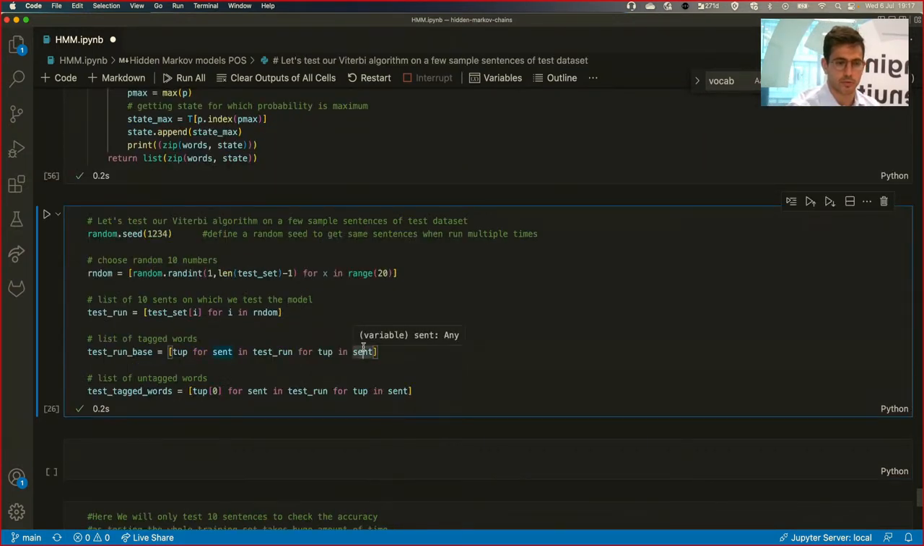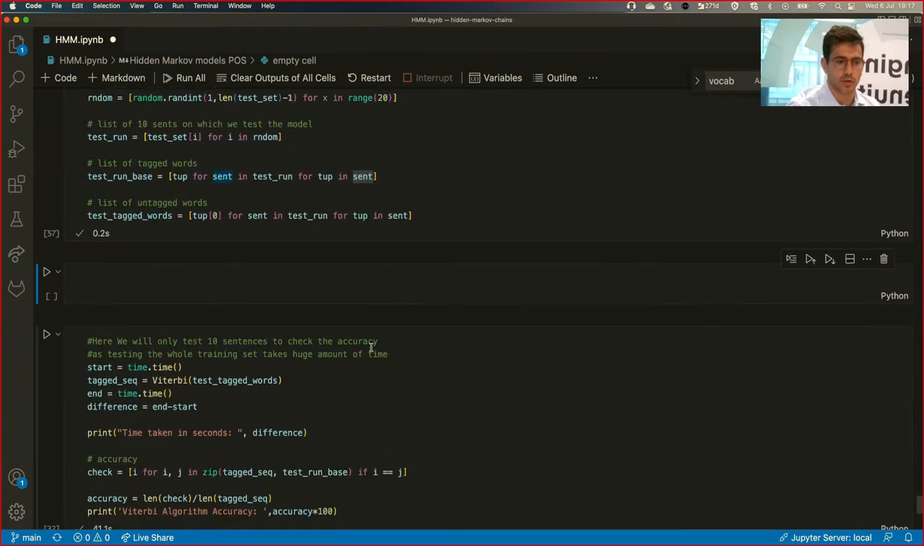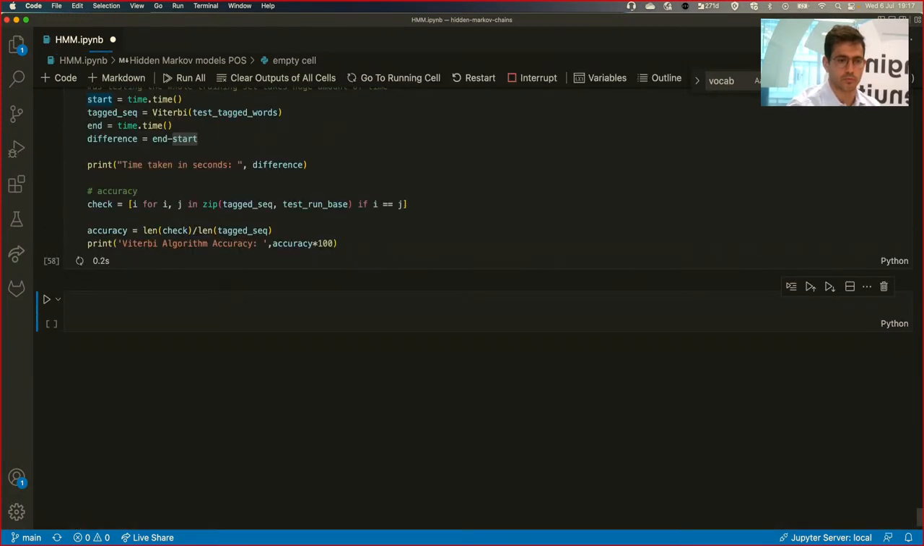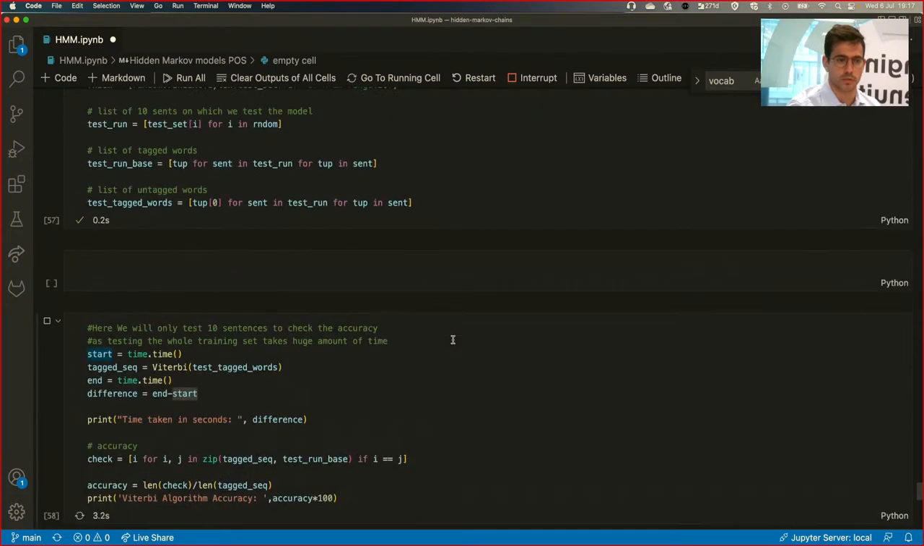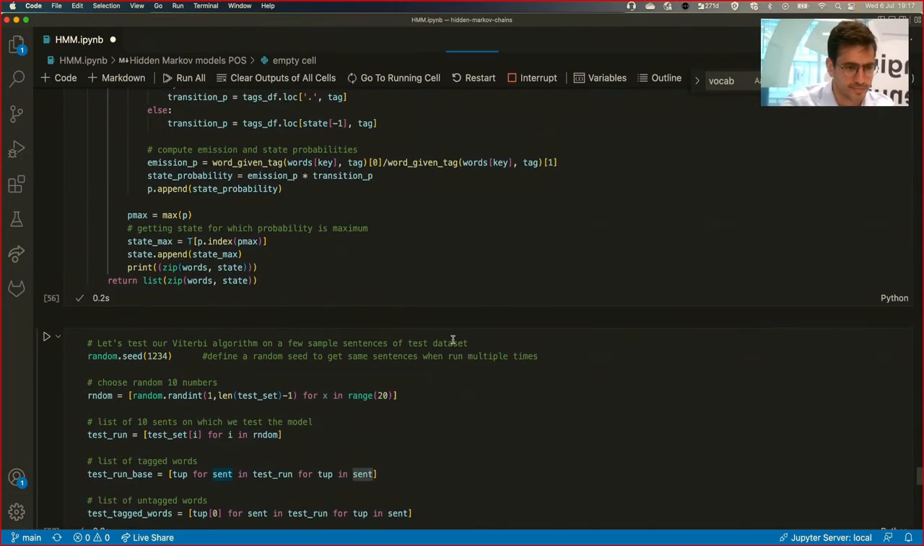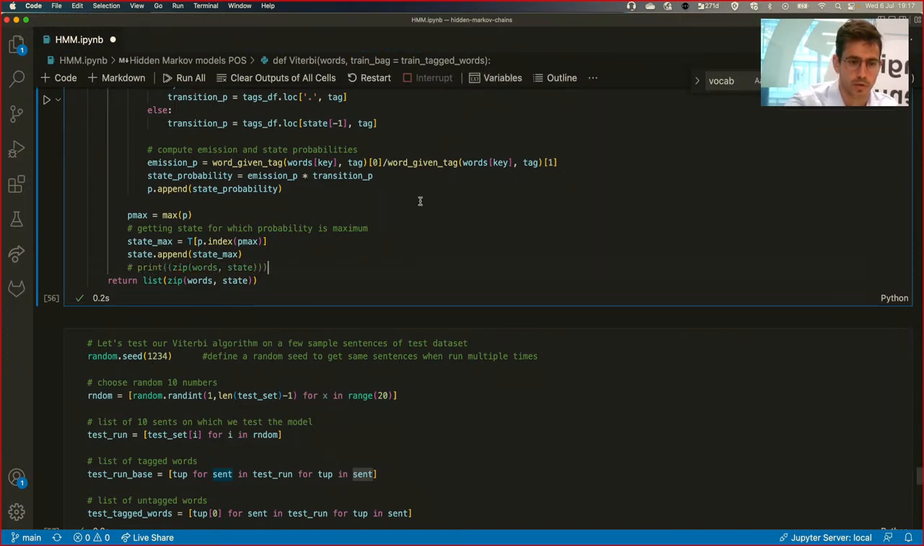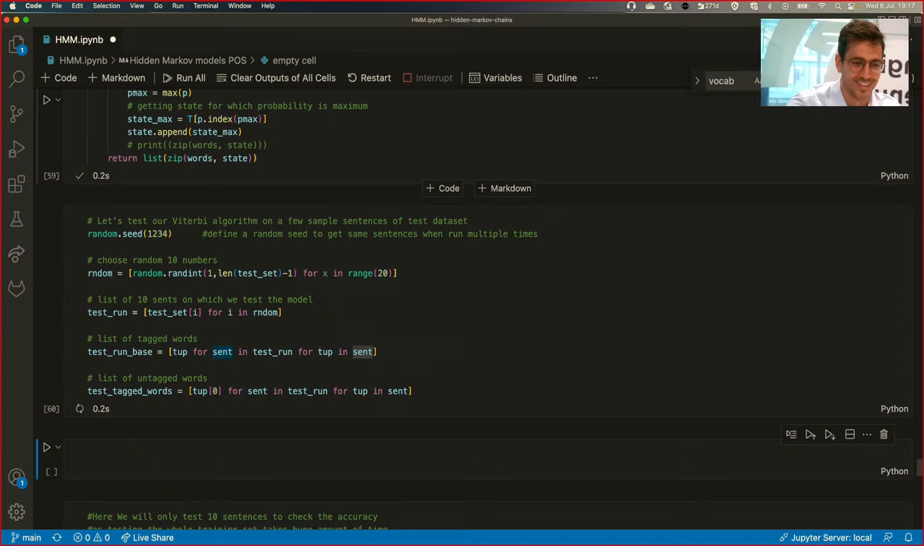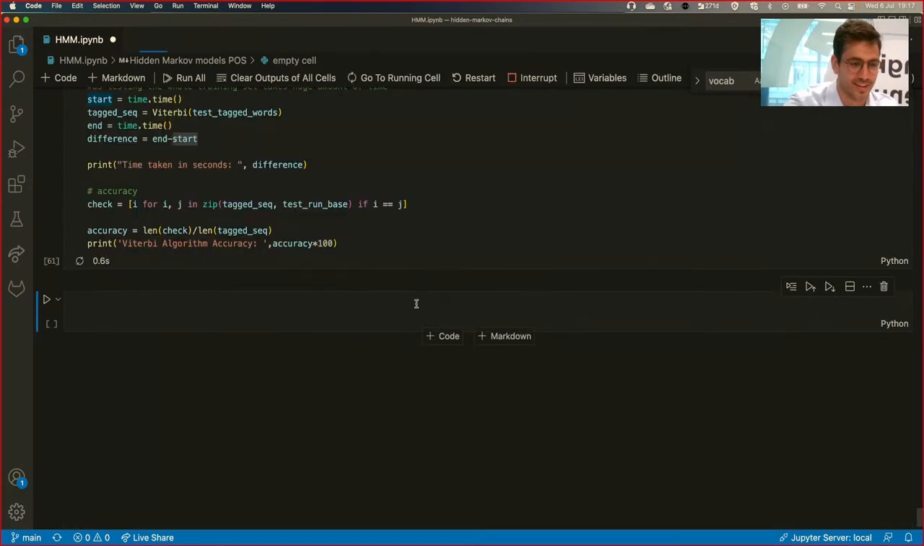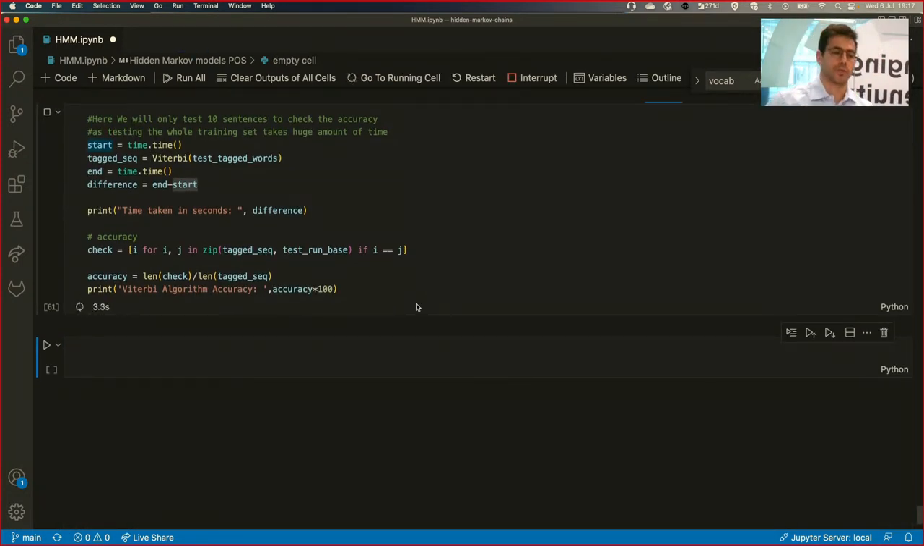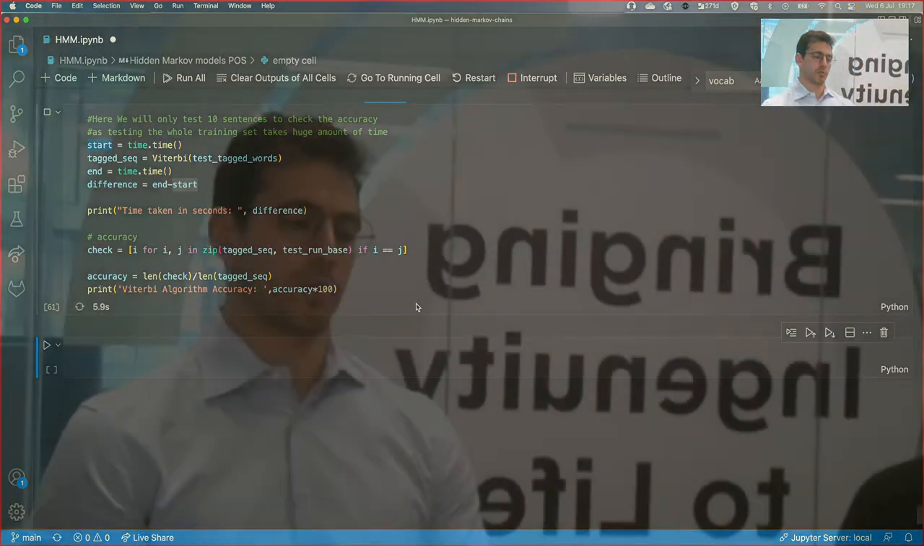If we try an example for 10 words, it will... that's interesting. Because why not to have a problem in the live demo? No, it will take around 40-50 seconds to run, but eventually it will show us how the initial tags that we have from the test data set match against the predicted tags that we got from the Viterbi algorithm.